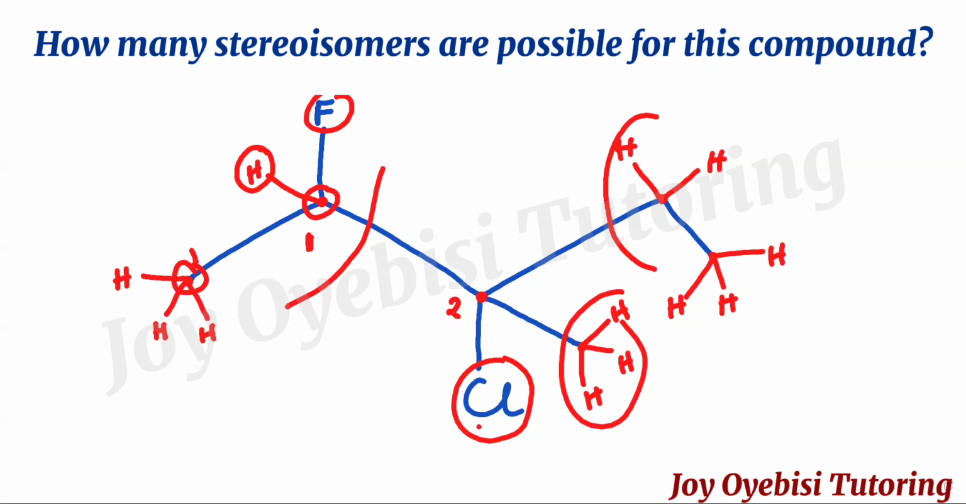Now that we've identified the total number of chiral centers, the formula to solve for stereoisomers is 2 raised to the power of n, where n is 2, that is the total number of chiral centers. So to calculate our stereoisomers, you're going to just say 2 raised to the power of 2, which is going to be 4 stereoisomers.